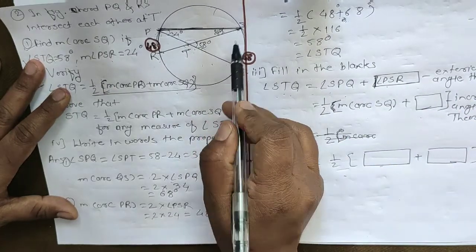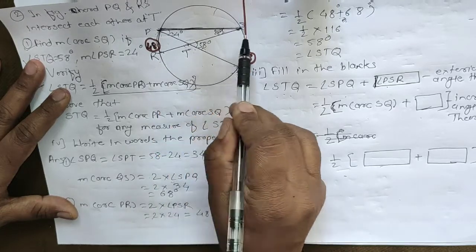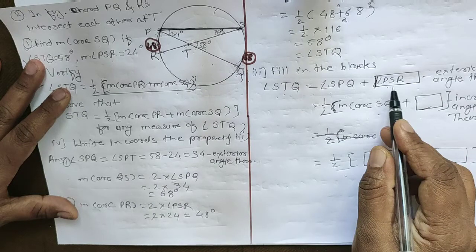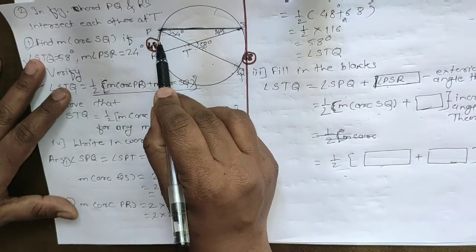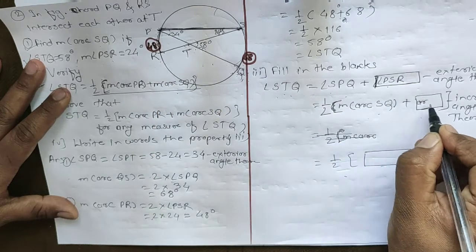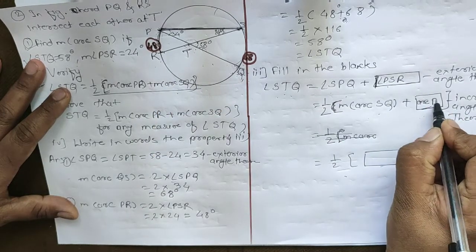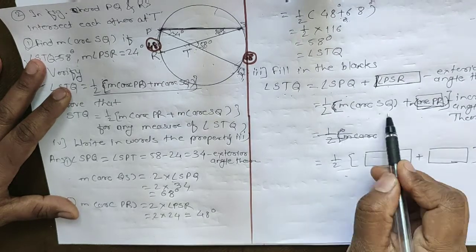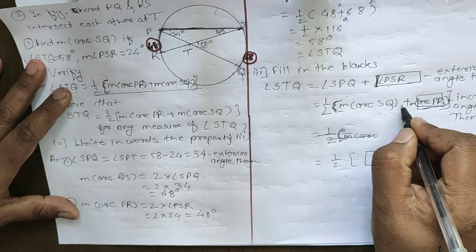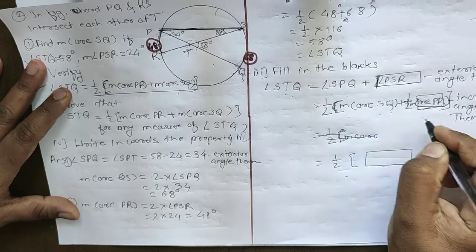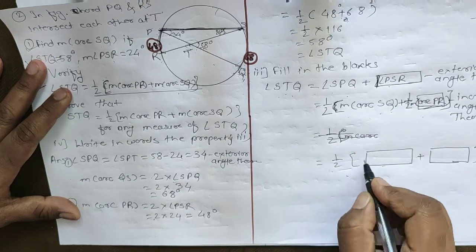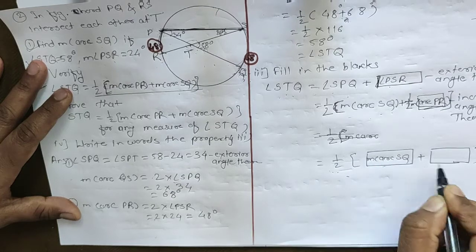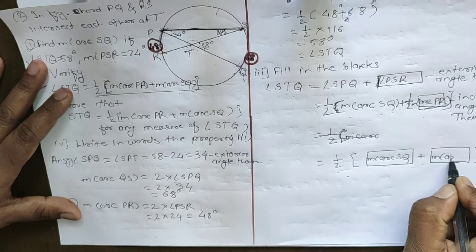So this SPQ is equal to what is written? Instead of this angle, it wrote arc SQ. So for PSR, instead of this we will write arc PR. Here what will come? Measure of arc PR. Now measure of arc SQ. Here also, we have 1/2, and this 1/2 will come outside as common. So here write measure of arc SQ plus measure of arc PR.